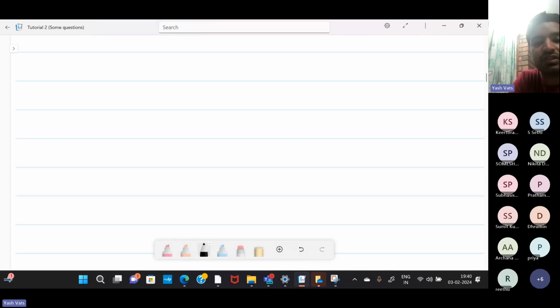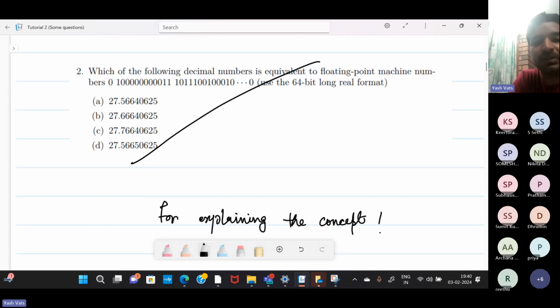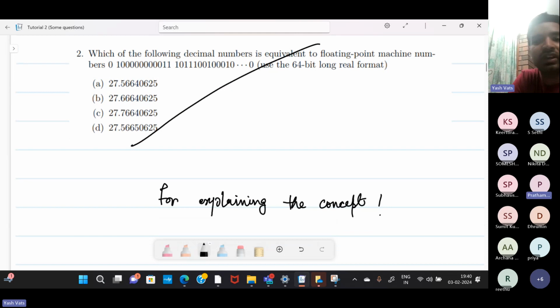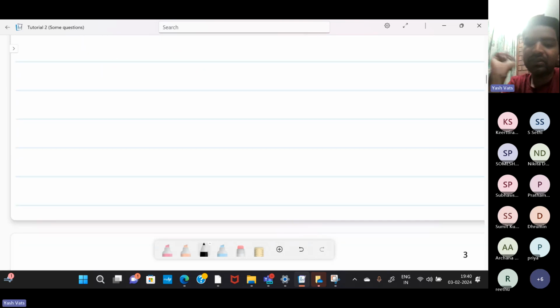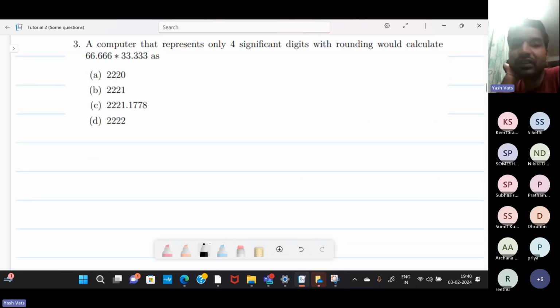I just do these questions and I will explain this concept. Maybe this 8-bit and 64-bit, how to convert the numbers into binary numbers. Okay. So a computer that represents 4 significant digits with rounding would calculate this as. This is the same kind of question, but you just have to multiply these two numbers. So let's multiply them. What should be the number after multiplication?